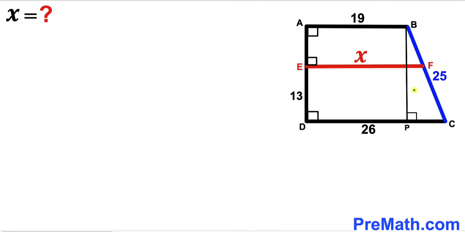In this next step, I have dropped this perpendicular BP on this base CD. Now let's make an observation. We can see that this segment DP is going to be equal to this base AB. If this base is 19, then this segment DP is going to be 19 as well. Furthermore, we know that this whole base CD is 26. So therefore, this remaining segment PC is going to be 26 minus 19, which gives us 7 units.